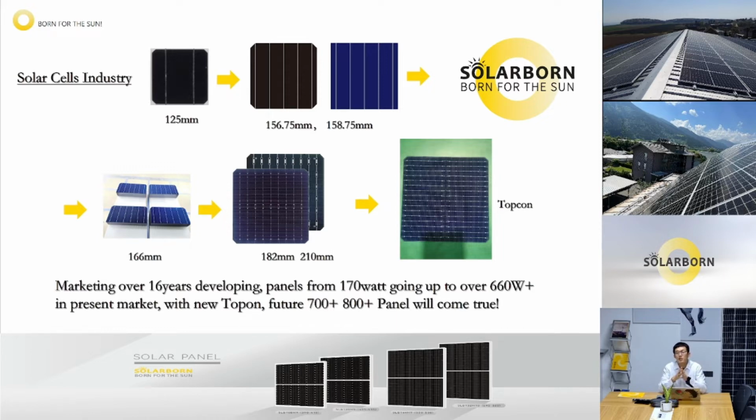550 watt power solar panel, 650 watt solar panel, and in the future we will use much more different technology like the TOPCon, HJT, HIT, IBC. Different technology we can get much more big power. In the future, maybe 700, 800, even much more for one panel will come true.